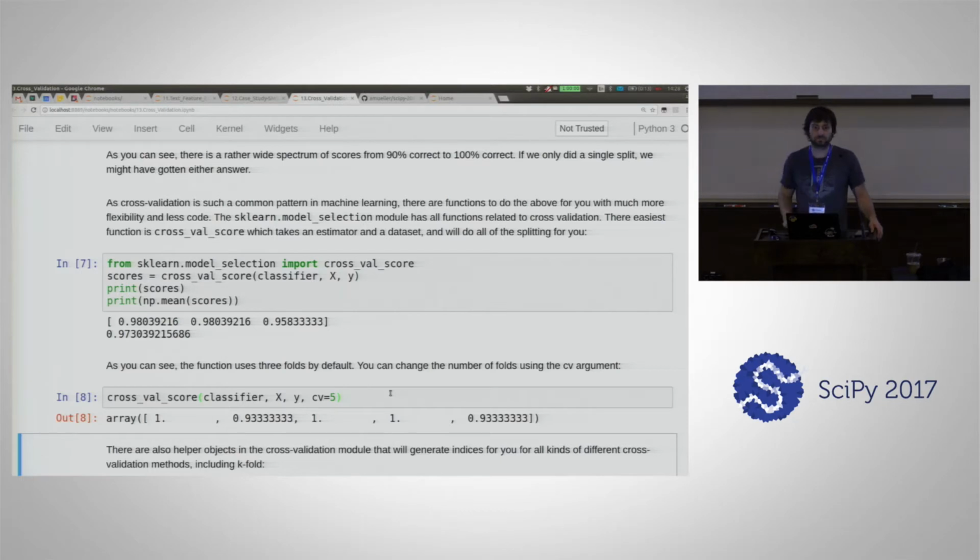Yeah? So when you do this, do you want to keep the ratio of each category in the original data? Yes, the question is, do you want to keep the ratios between the categories? Yes, you do. This is called stratified cross-validation, where you make sure that in each fold you have the same ratio between the classes as in the original data set, and that's what we're doing by default here. Whenever you give it a classifier, it'll do stratified cross-validation.